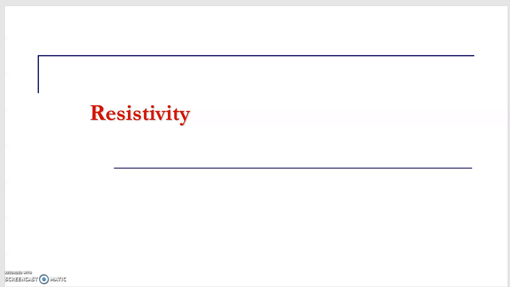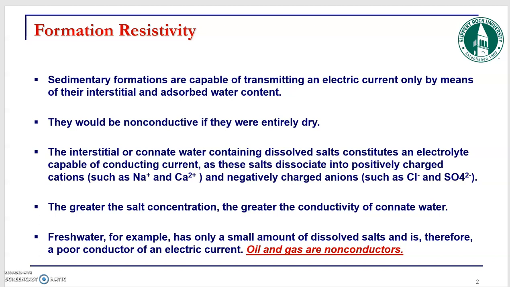Hello everyone. Today we want to talk about a new topic, which is resistivity of the rock. It's an important topic, which is related to the saturation topic as well. So let's start by introducing some of the concepts of basically resistivity. I think you already know what is resistivity. It's the resistance of the rock to the electrical current.